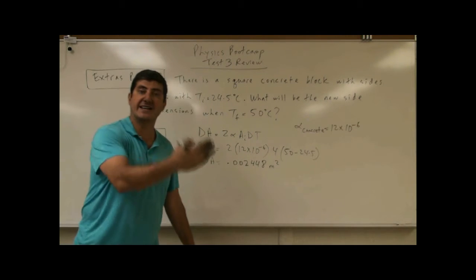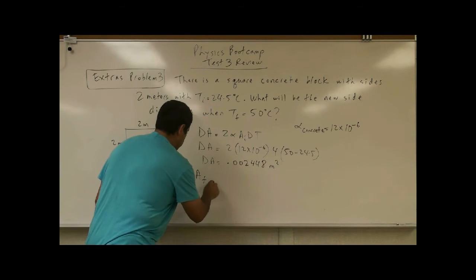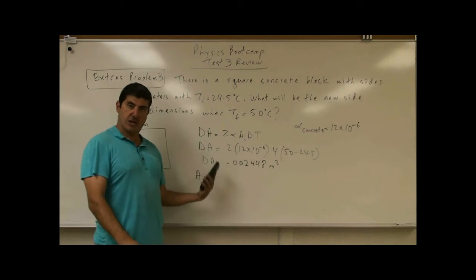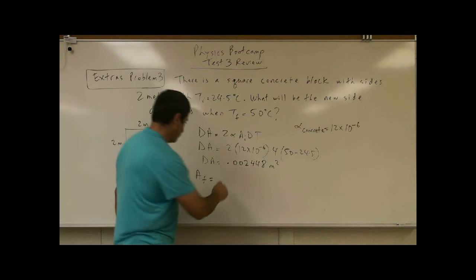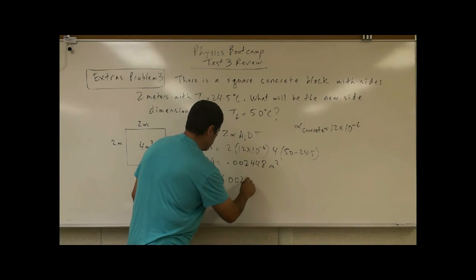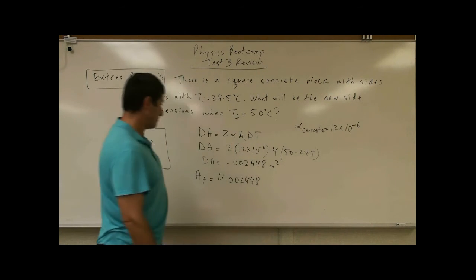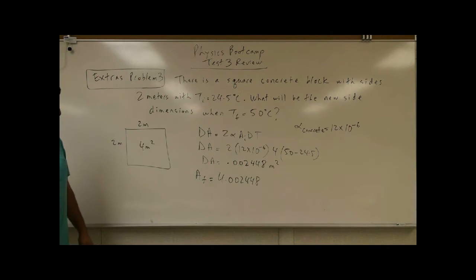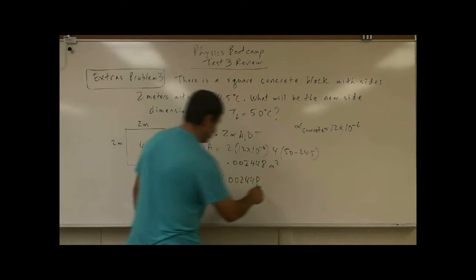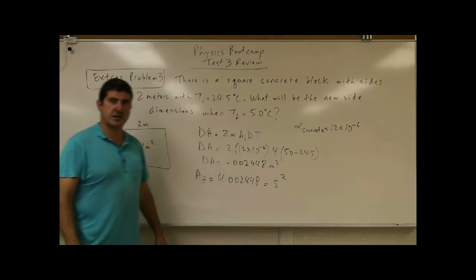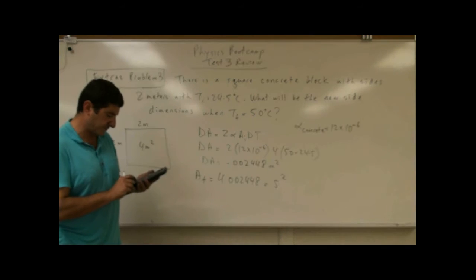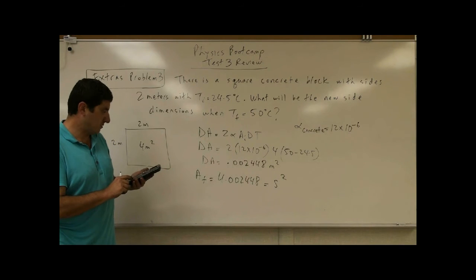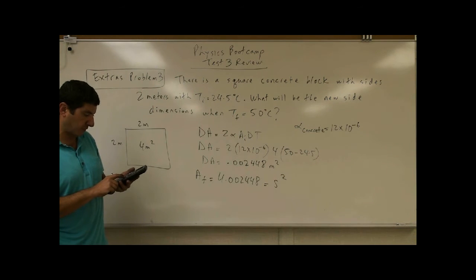What's my final area? A final, well, it's equal to my initial area, which was 4 meters squared, plus that. So it'll be 4.002448. Okay, that's going to be my final area. Then, what's going to be my new sides? Well, we know that the area of a square is equal to the side times side, right? Side squared. So if I want to find the new sides, I take the square root of this. The square root of 4.002448.